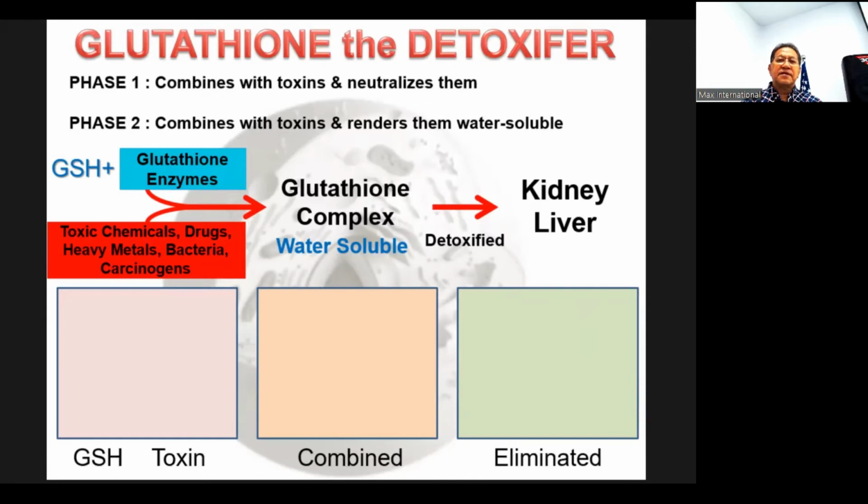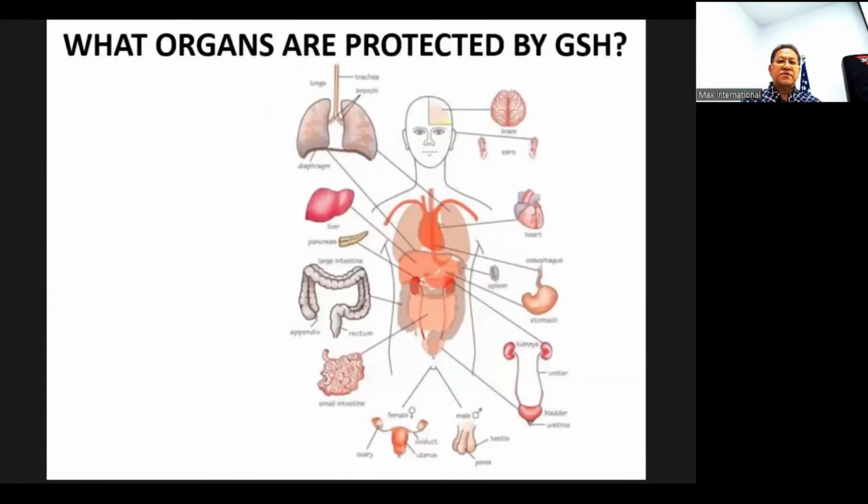Okay. So what organs are protected by glutathione? You name it, it is protected by glutathione. It is a main protector of the brain, of the eyes. Without enough glutathione, we'll all be blind. Okay, of the ears, of the thyroid, of the esophagus, of the heart.